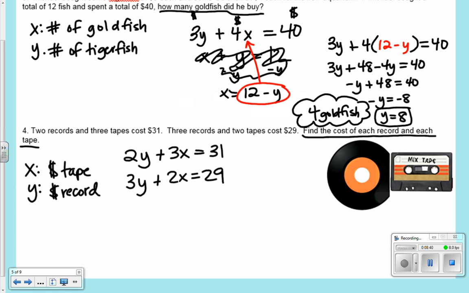Well, again, if I'm thinking about the methods I could use to solve this, I could graph it, but I don't really want to, and I don't have a graph. I could eliminate, that looks pretty promising, or I could substitute. Well, there's nothing that's even remotely by itself as far as the variable is concerned. So I'm thinking elimination is the best here.